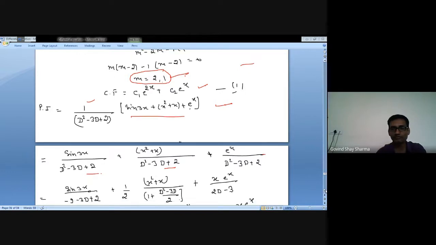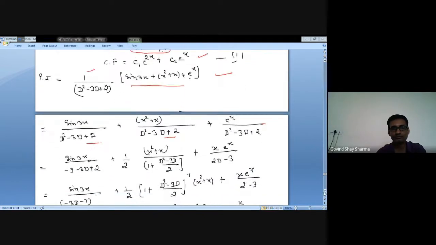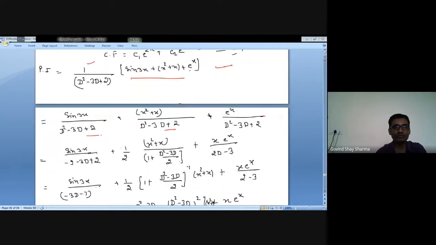Now, in the first term, sin alpha x, this becomes the sin alpha x term. So here alpha is equal to 3. So we know D square is replaced by minus alpha square.